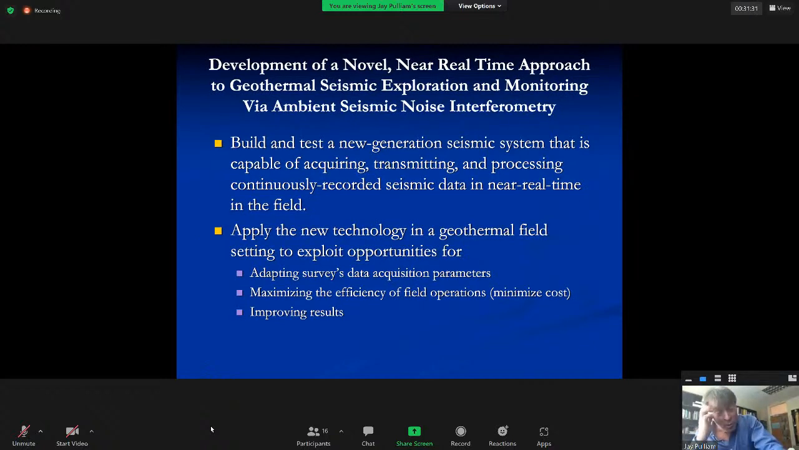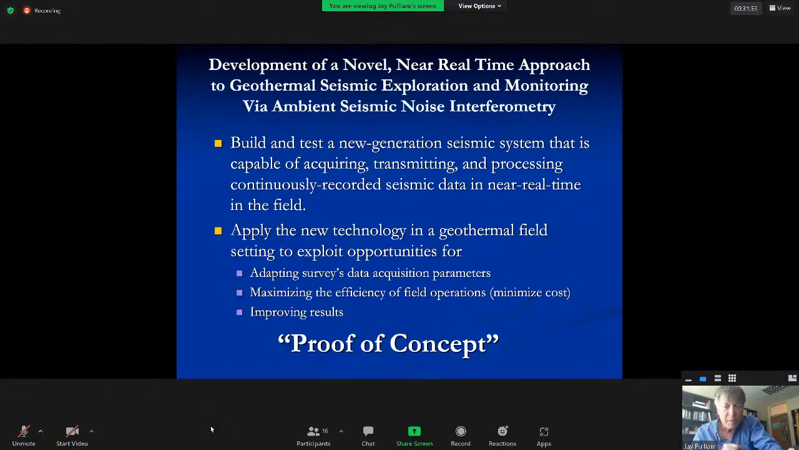Okay, so one thing we did was we got a grant from the Department of Energy to actually build some hardware, build a tool, a smart array that we could use to acquire and process the data in real time. So these are independent nodes, and we actually use some legacy equipment, these RefTech.